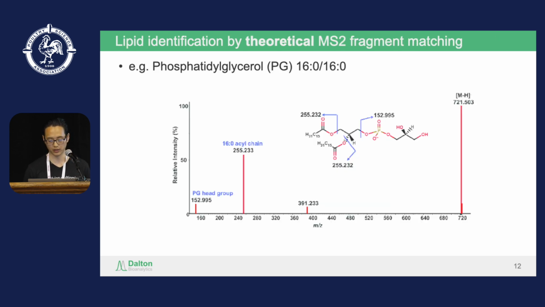For lipids, it's a little bit different because we have understanding of what the structure is. You can just theoretically predict what those fragments will be. So you can make a giant theoretical library, match all of your lipid MS2 spectra.